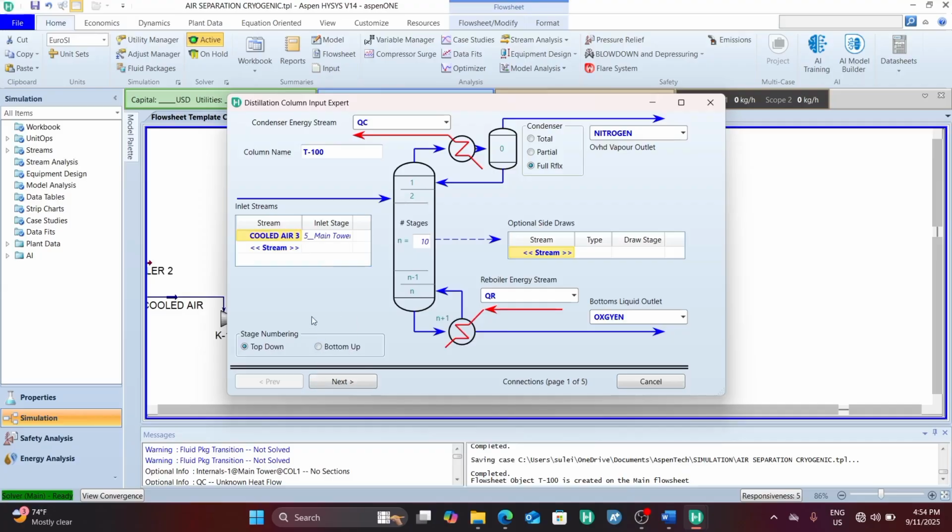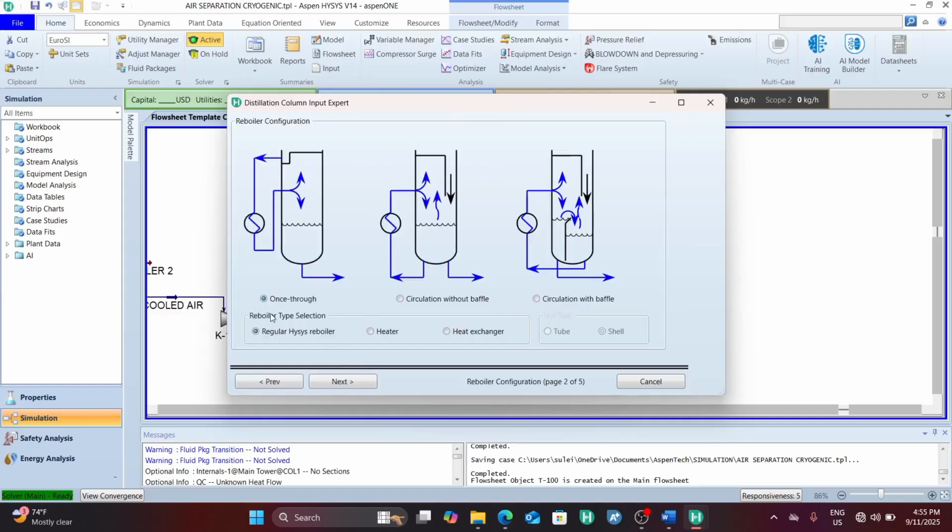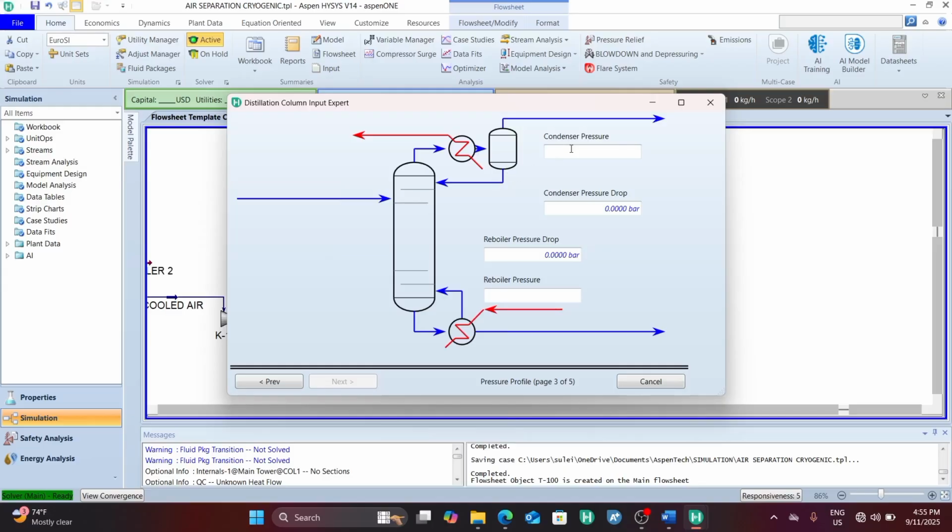We're going to go to the next slide. But take note that we're entering at the 5th stage of our distillation column. We're having 10 stages. Next up, we're going to be working with a regular HYSYS reboiler, setting our reboiler configuration.